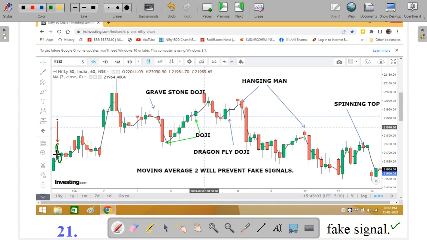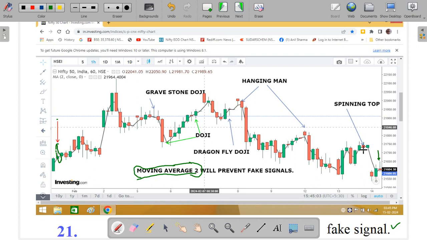Now friends, what has happened? I have put here a moving average of 2. Are you seeing this moving average of 2? As our usual stand is, once you put the moving average of 2, the direction is still up, and it has gone up. This is another fake signal. This should have come down, but the direction of the moving average is up.